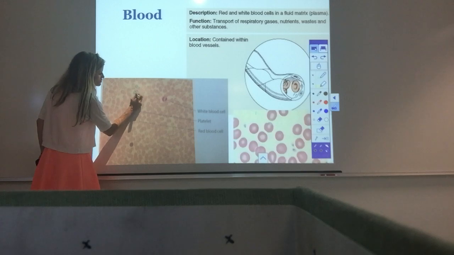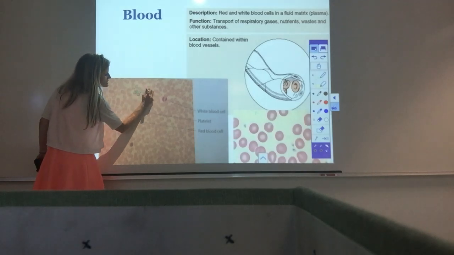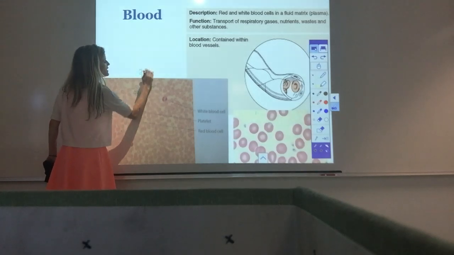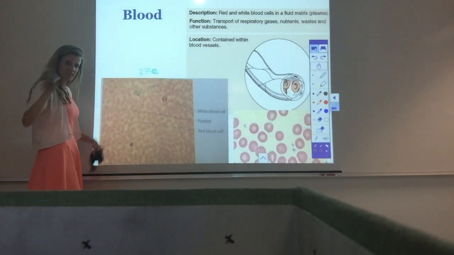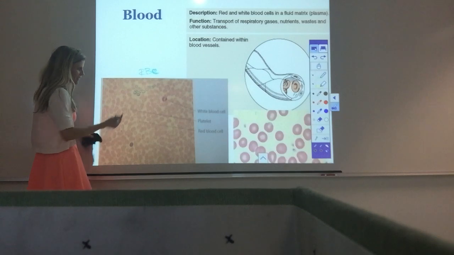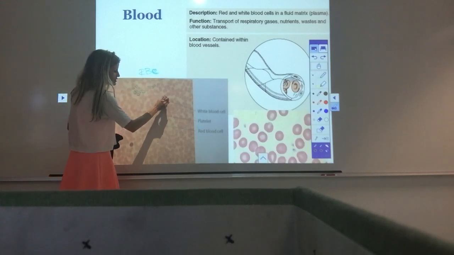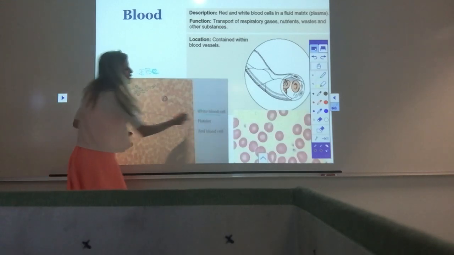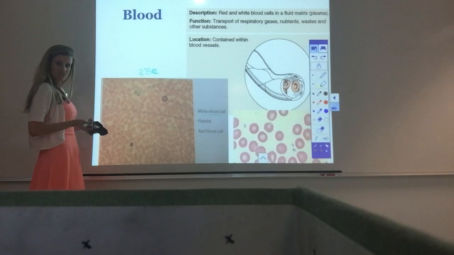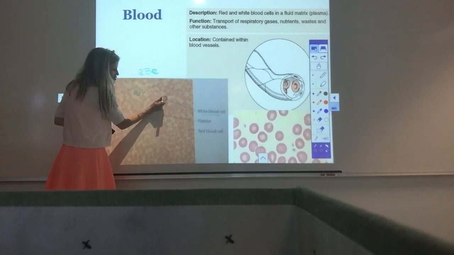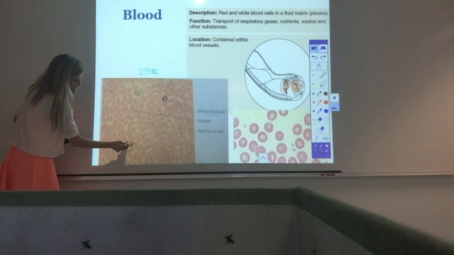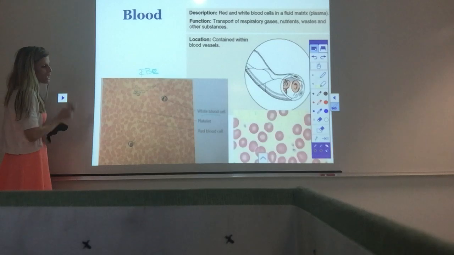Each of these little red tiny dots that you see like this, those are red blood cells. Red blood cells transport the oxygen and the CO2 through your blood. Every once in a while, you'll see a bigger cell like that. That's a white blood cell. They defend your body against infection and disease. They're bigger, and you can see a stained nucleus in them. So you'll see this darker stained nucleus. This is another white blood cell.